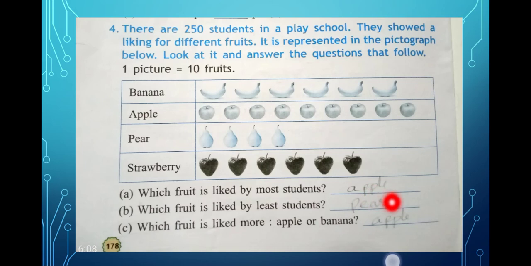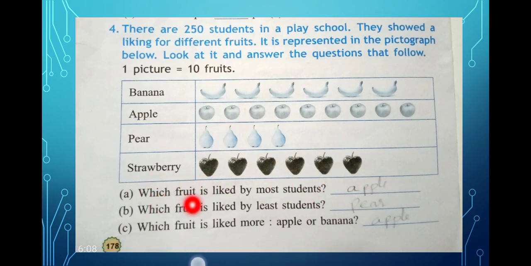Okay. Now number B. Which fruit is liked by least students? That means which fruit is not liked by many students. So see, pear is only 4. 4 means 40. One picture shows 10 fruits. So that means 10, 20, 30, 40. That means only 40 pears, isn't it? So only 40 children like pears. So here it will be pear.